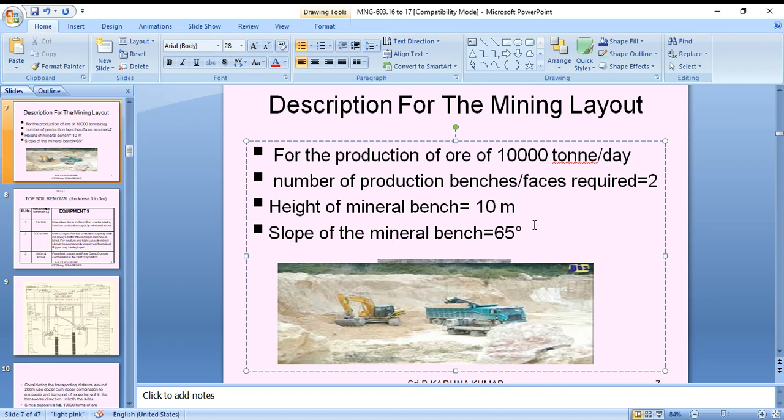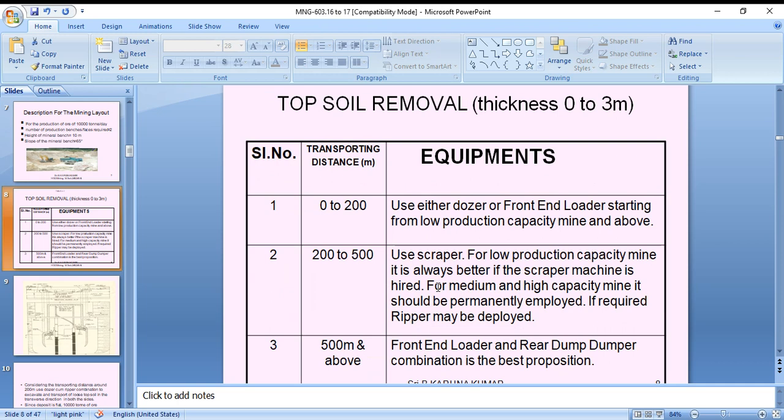So here I have a layout showing the limestone mine in white color. Next, coming to the topsoil. Topsoil removal thickness is 0 to 3 meters. Already our topsoil is 0 to 3 meters in thickness. So how to remove the topsoil is a very essential thing, and where to dump that topsoil.